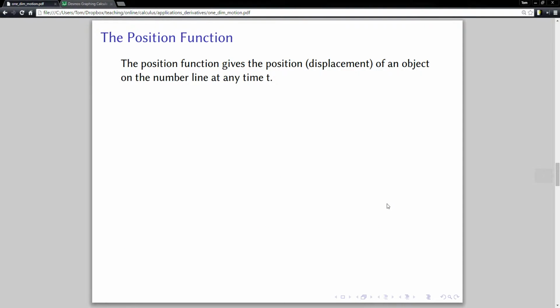The other critical thing that we have is the position function. The position function will give the position of an object on the number line at any time t. If you want to be technical about it, what it gives you is the displacement of an object. If you take a physics class, you'll probably hear your physics teacher talk about displacement, and I will talk about that in subsequent videos. But for right now, let's just think of it as the position function, which gives you the position or location of an object that's moving around on the number line at any time t.